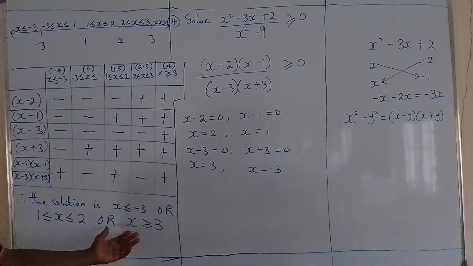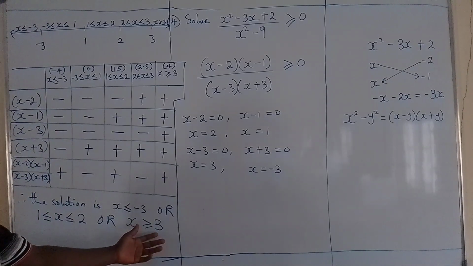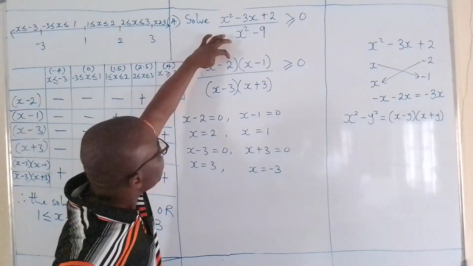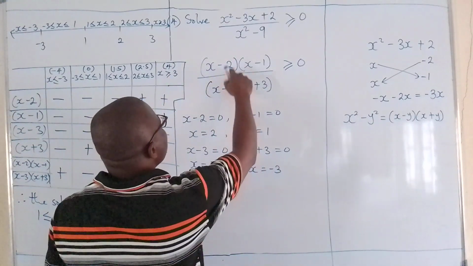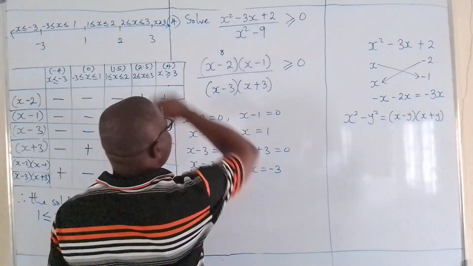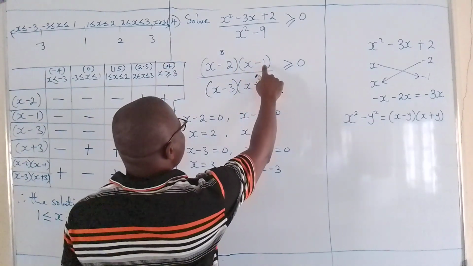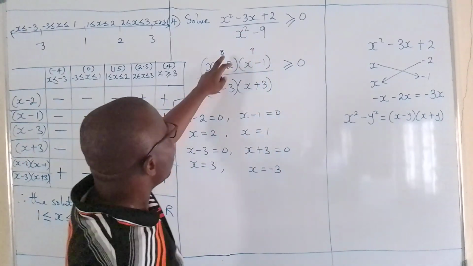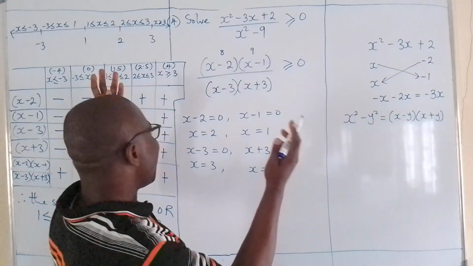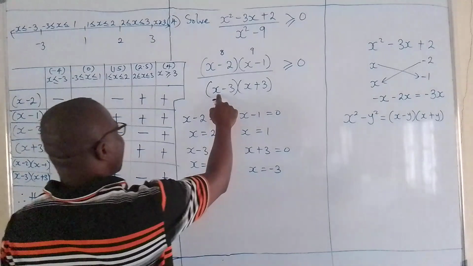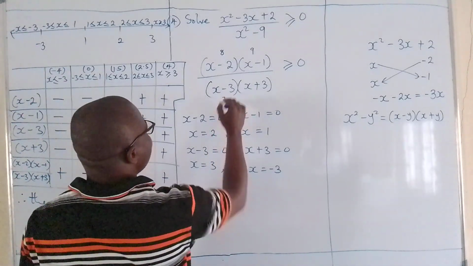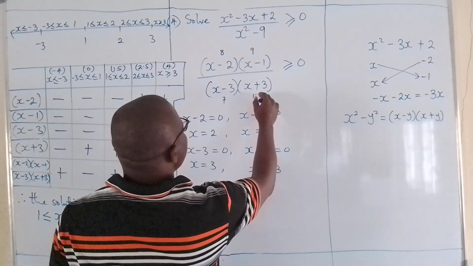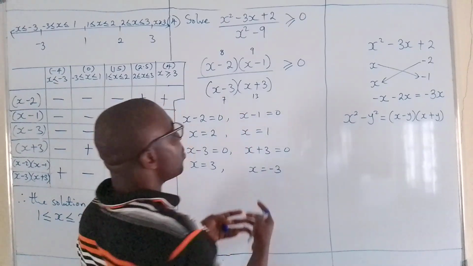For example, x greater than or equal to 3. If you pick a number like 10, put it here. 10 minus 2, that is 8. 10 minus 1, that is 9. So as you can see, 8 times 9 is a positive answer. And if you do the same thing in the denominator, 10 minus 3, that is 7. 10 plus 3, that is 13. 7 times 13, still giving you a positive answer.